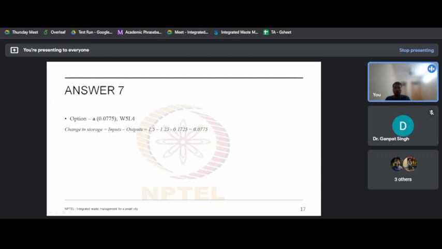So the answer was 0.0775. Students can refer to the fourth lecture of this week. Change in storage is nothing but inputs minus outputs. So 1.5 was the input and two output sources were there. We subtracted to get the answer as 0.077.